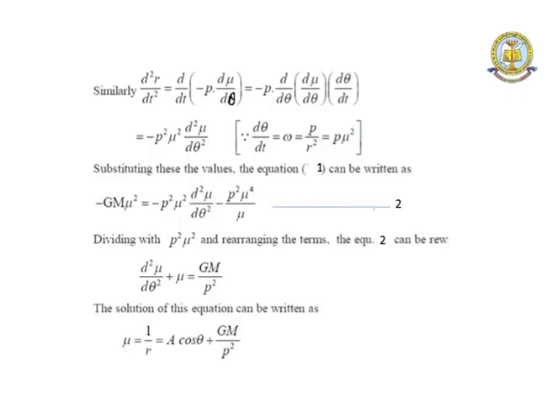You know, this is the second order differential equation, d square x by dt square plus x is equal to 0. Comparing with this second differential equation form, you can write the solution directly: u is equal to 1 by r, that is equal to A cos theta plus GM by p square. You can write the solution of nu is equal to A cos theta plus GM by p square.